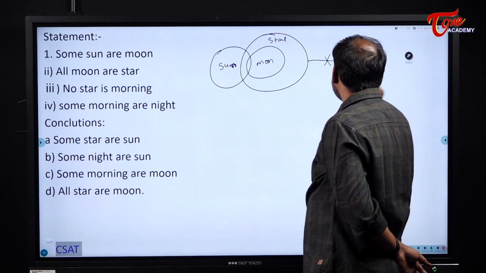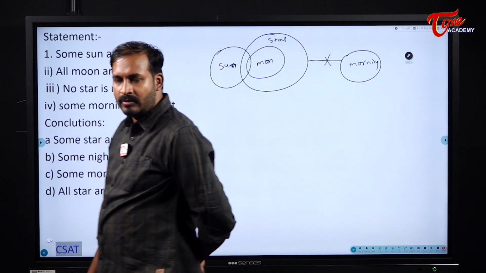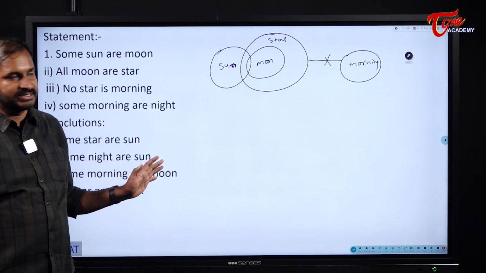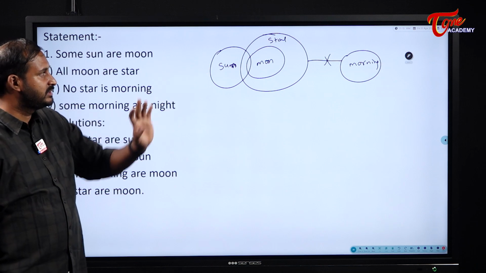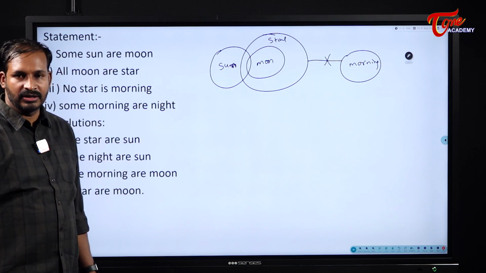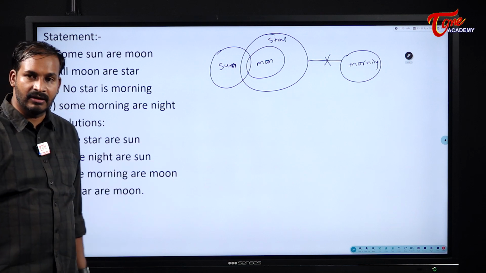No star is morning. In the statements, we will not bother whether they are positive or negative. Simply, statements are statements. That's it. So, some sun are moon, all moon are star and no star is morning. Good, superb. That is the basic diagram I have.